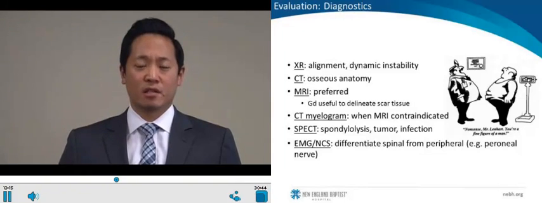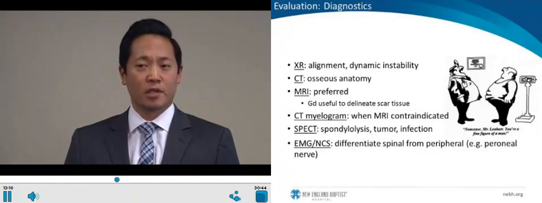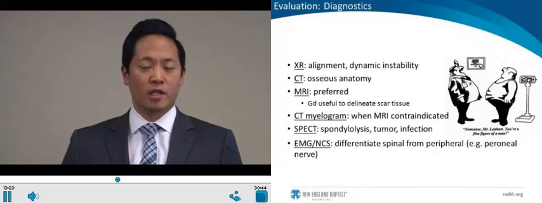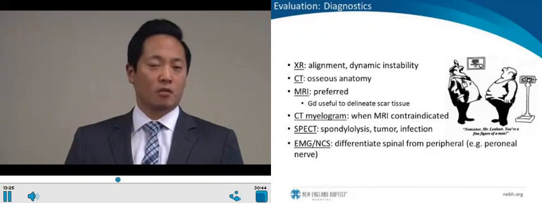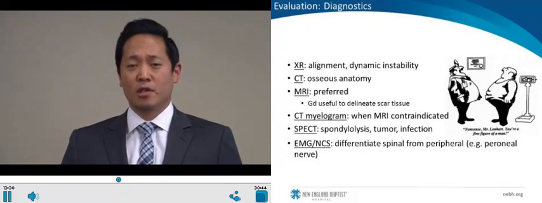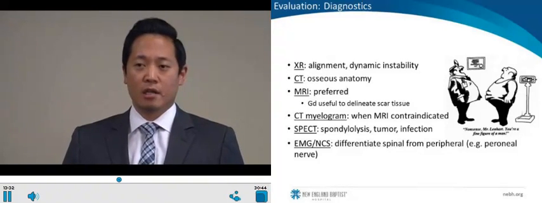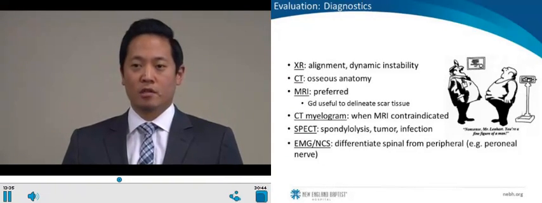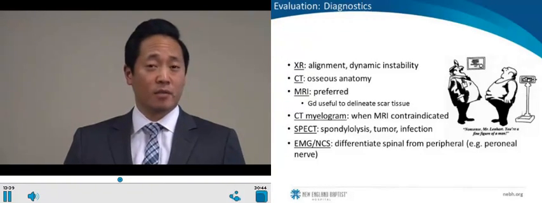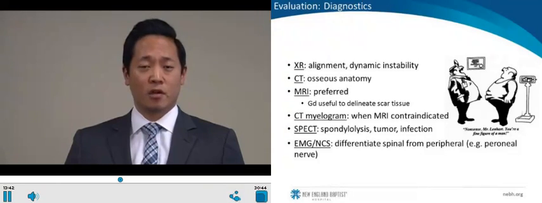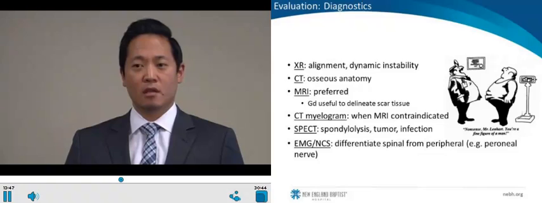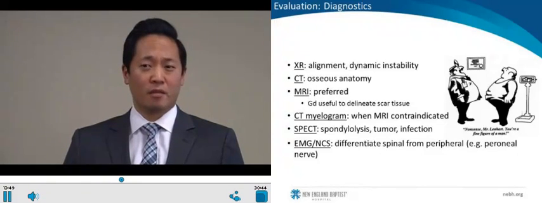In terms of diagnostics, there are several modalities available to us. X-rays, clearly the mainstay for initial evaluation. These X-rays are perhaps the best way to evaluate the overall or global alignment of the spine, as well as to evaluate dynamic instability, which may benefit from surgical intervention. CT scans provide very good detail of the osseous anatomy. This is useful in cases of patients who have undergone previous fusion or previous decompression to get a sense for the osseous anatomy in terms of surgical planning.